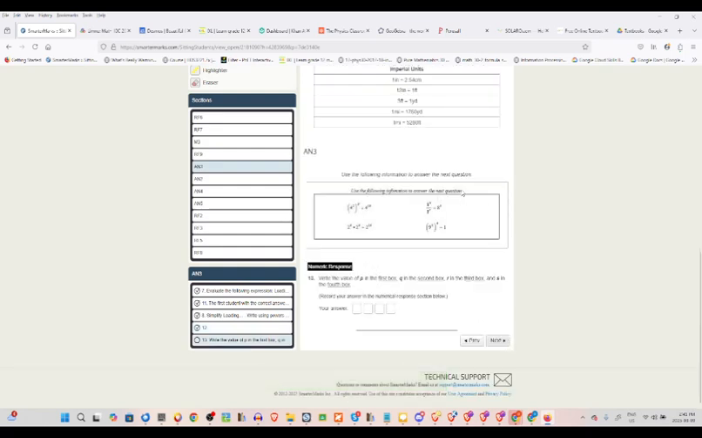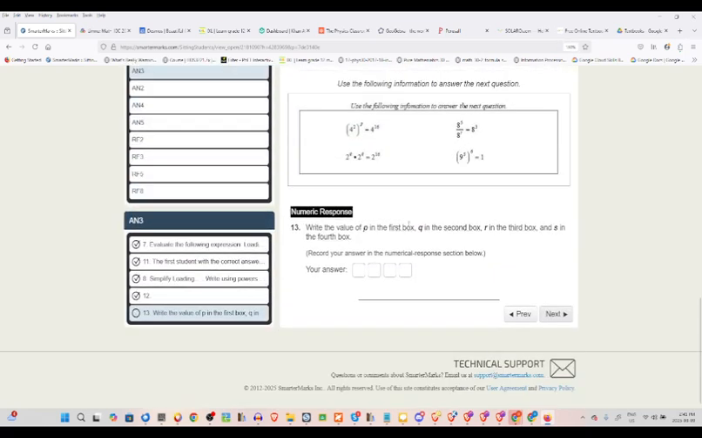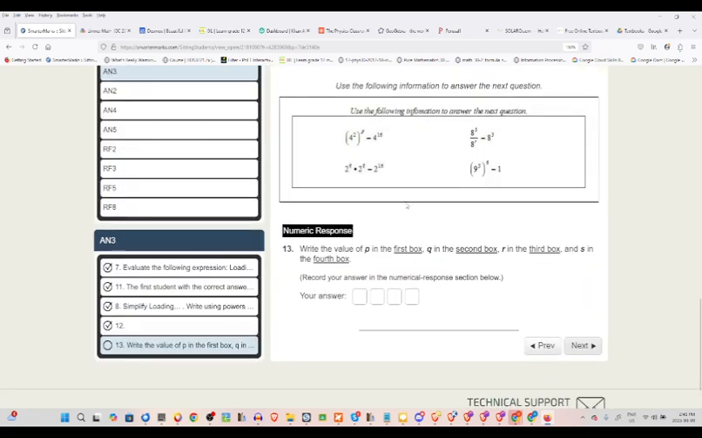Now here we're going to use the following information. We have to solve for p, q, r, and s. So p, these are both base 4. We just have to remember this is a multiplication. So 2p equals 16. May not be super easy to read. I'll try to zoom in for these. If 2p equals 16, then p equals 8.